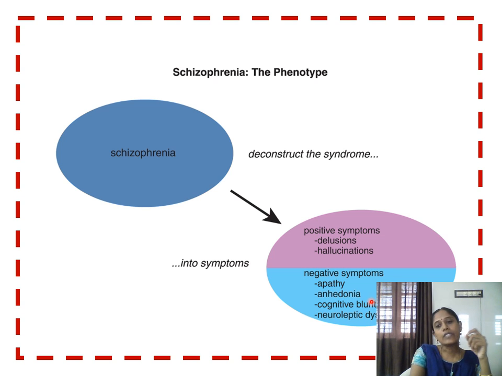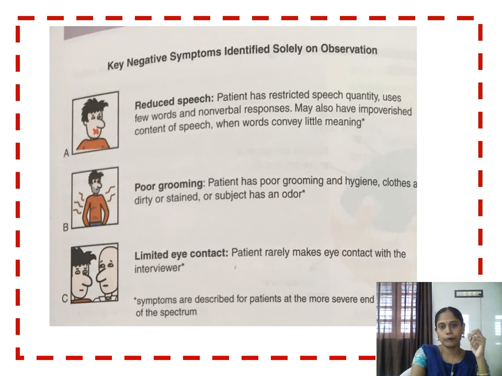Negative symptoms include apathy, anhedonia, cognitive blunting, and neuroleptic dyskinesias. So what do you mean by this? Anhedonia means loss of pleasurable activities. And with cognitive blunting, the performance, everything will be poor, right? So these are negative symptoms of schizophrenia.